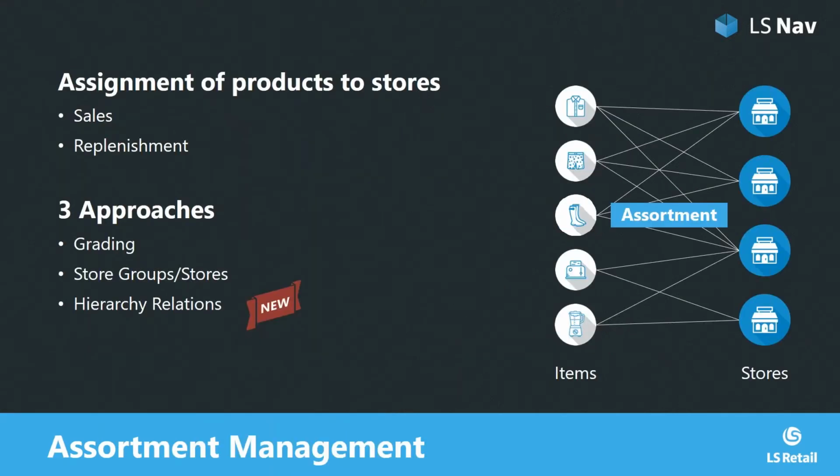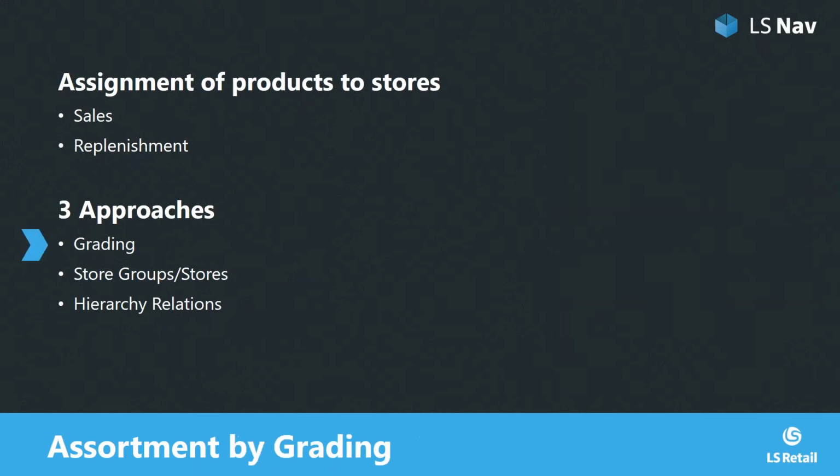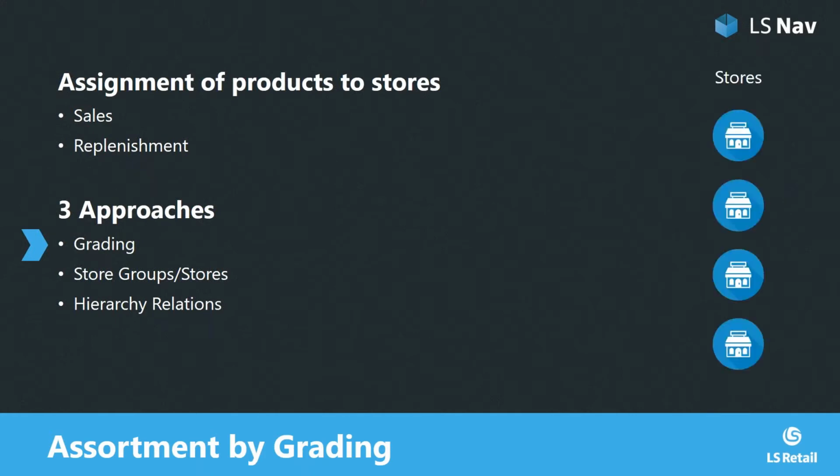Let's have a look at the different approaches, how LS Nav supports you in the process of creating assortments. We have three approaches. First, we have grading. Then we have the store groups and store approach. And finally, our new approach, hierarchy relations. But let us start with grading.